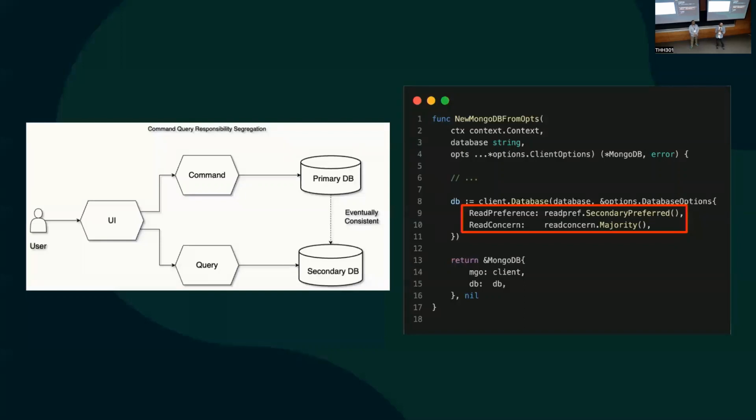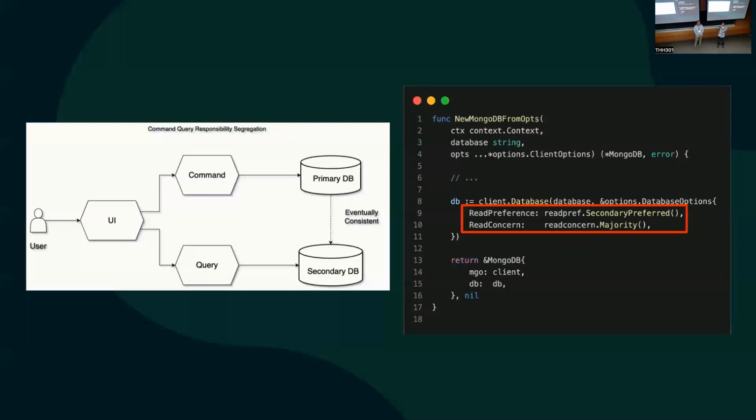This pattern would definitely help you separate your writes and reads, so your database that is managing the writes, which is very critical because you don't want to have any interruption there, is separate from the database that's doing all the reads. So the separation will help you.